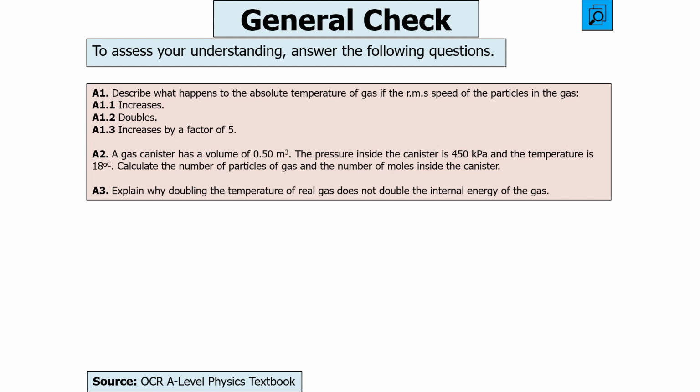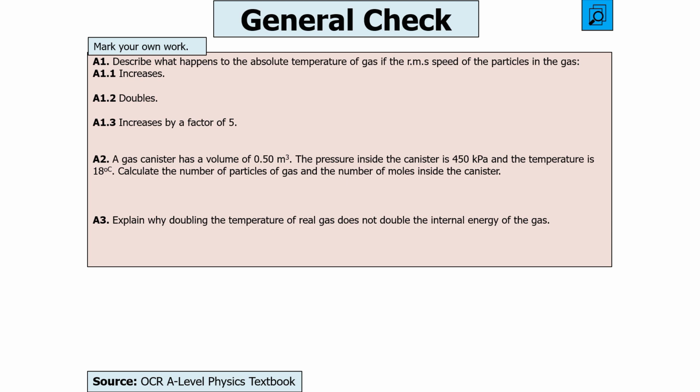Then the gas canister has a volume of 0.50 meters cubed. The pressure inside the canister is 450 kilopascals and the temperature is 18 degrees Celsius. Calculate the number of particles of the gas and the number of moles inside the canister. Then explain why doubling the temperature of a real gas does not double the internal energy. So pause the video now, then unpause the video when you want to go through your answer.